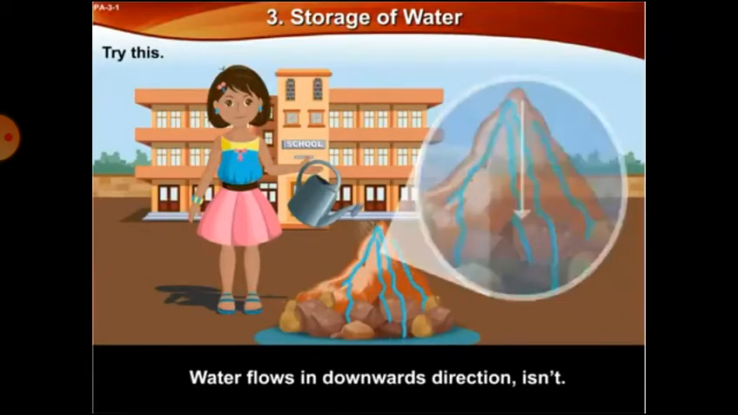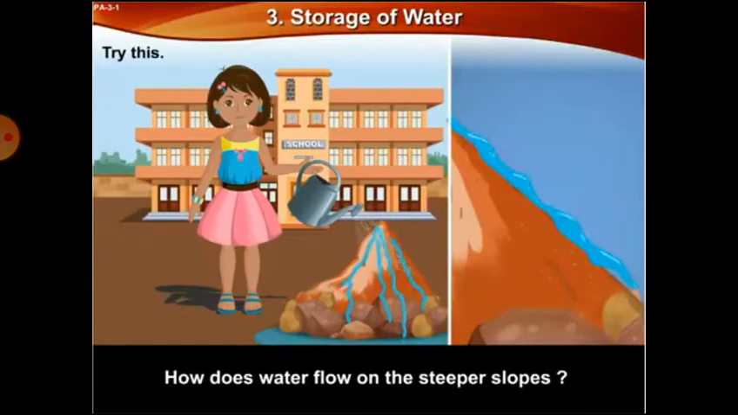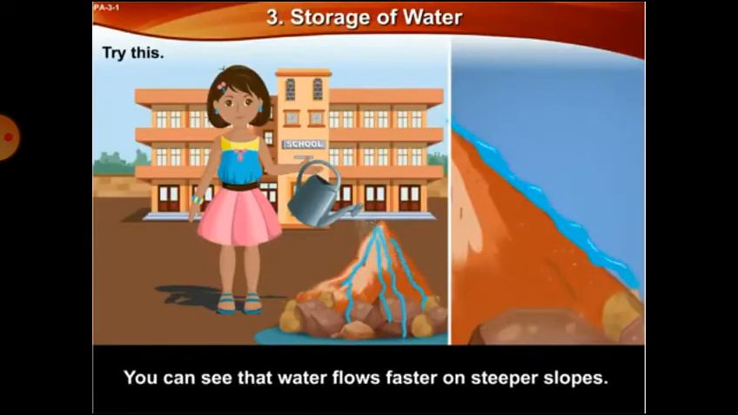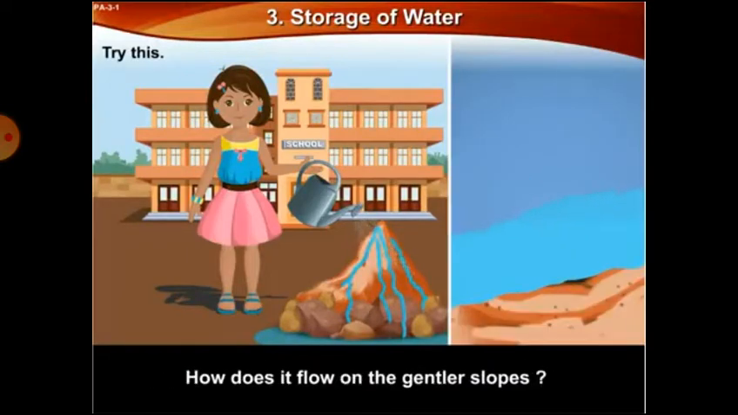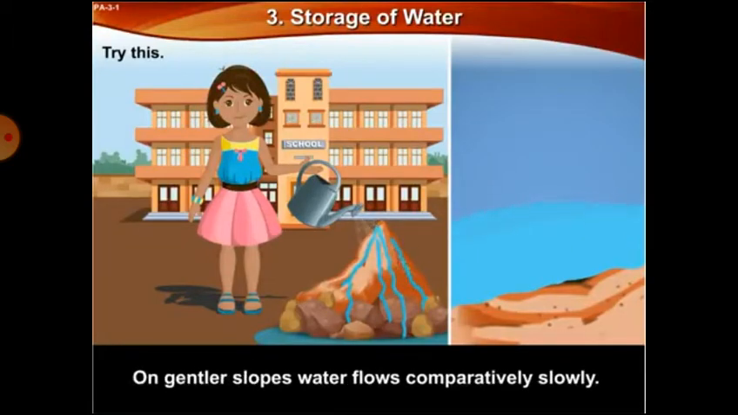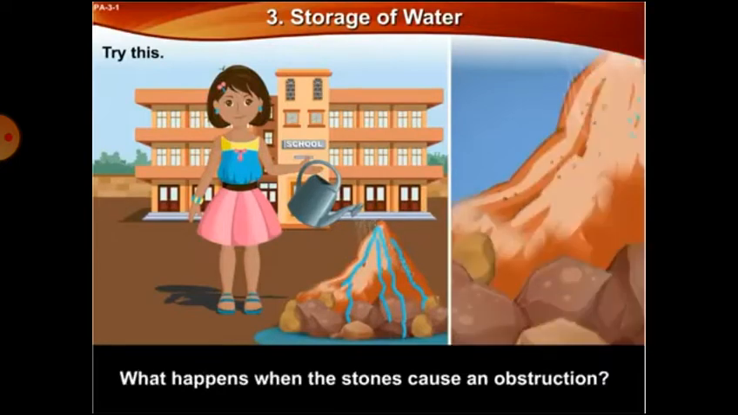Now second, how does water flow on the steeper slopes? You can see that the water flows faster on a steeper slope. Now next, how does it flow on the gentler slopes? As compared to steeper slopes, in gentler slopes water flows slowly.